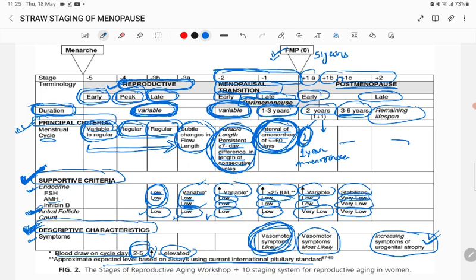For the remaining lifespan there will be no menses.